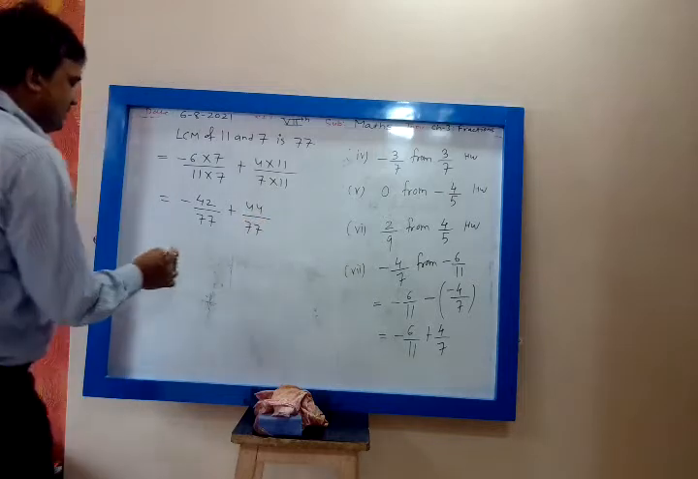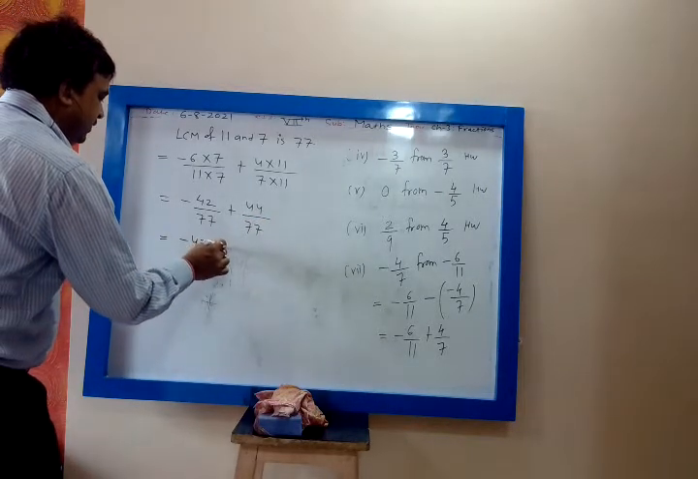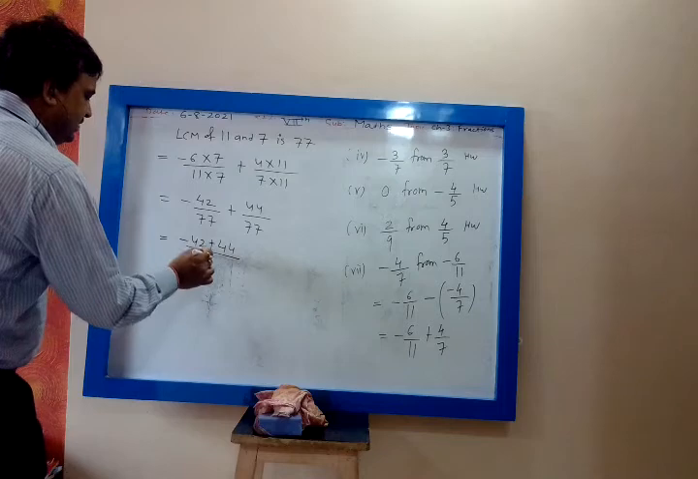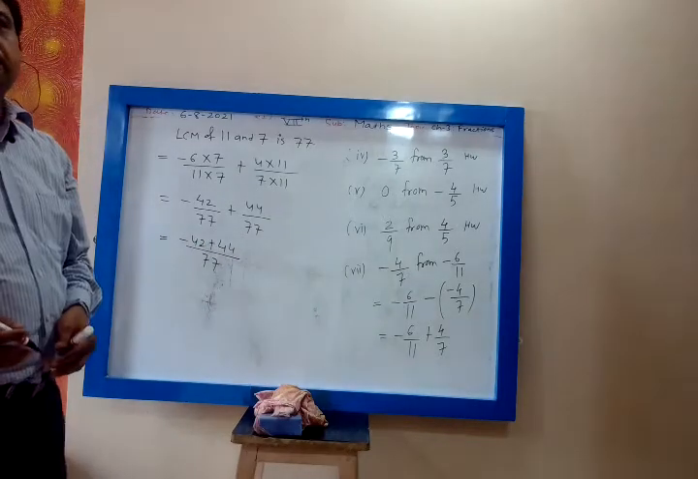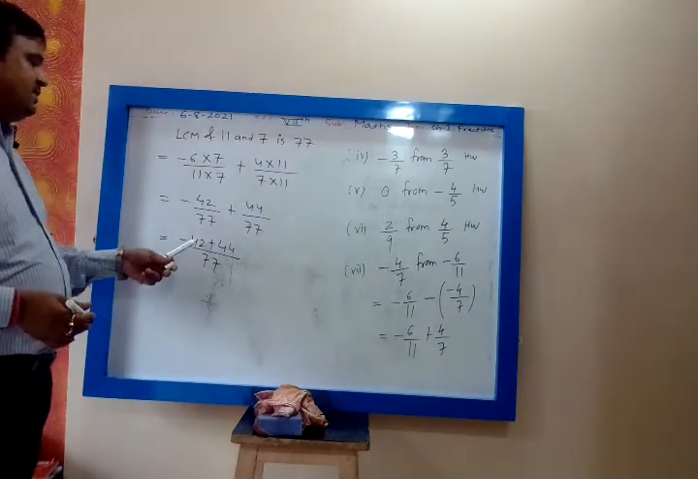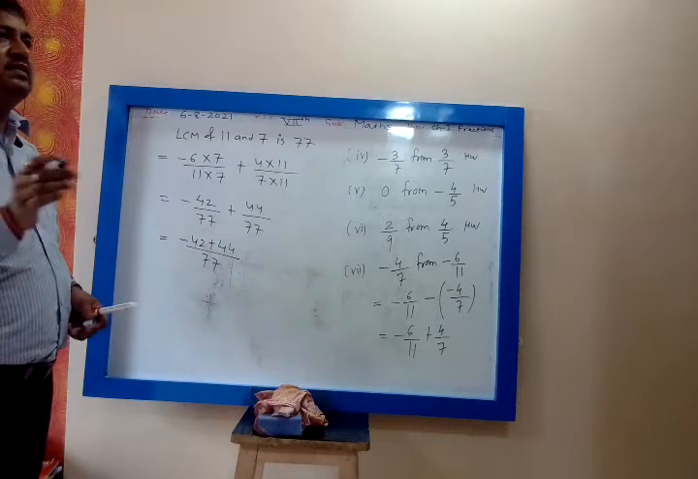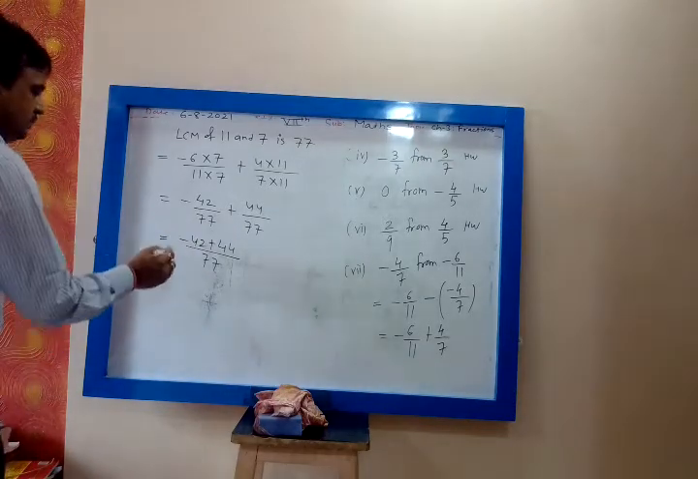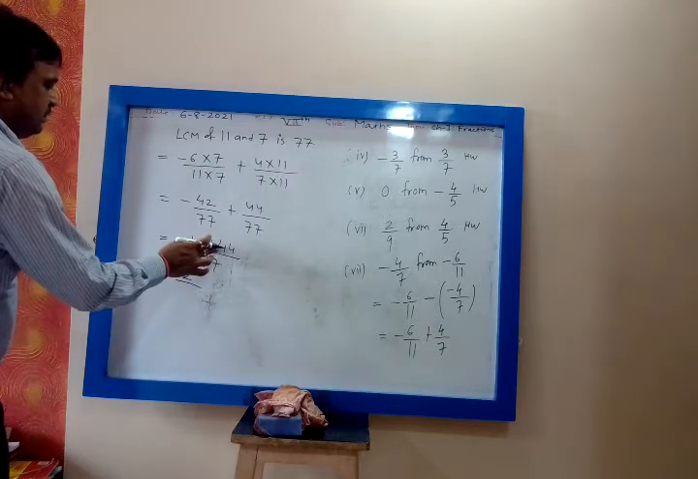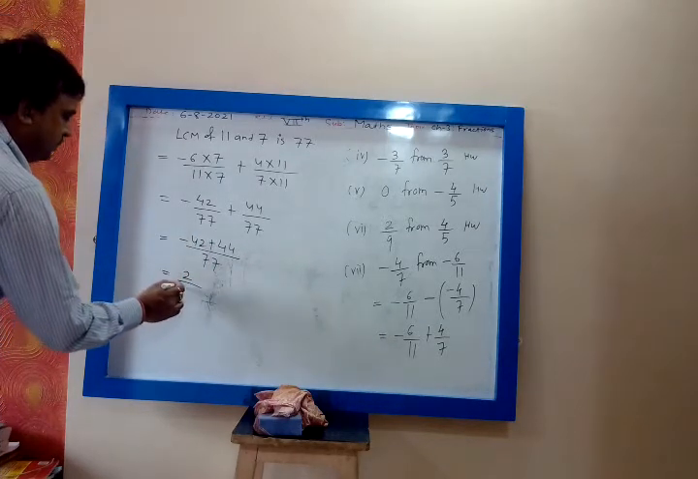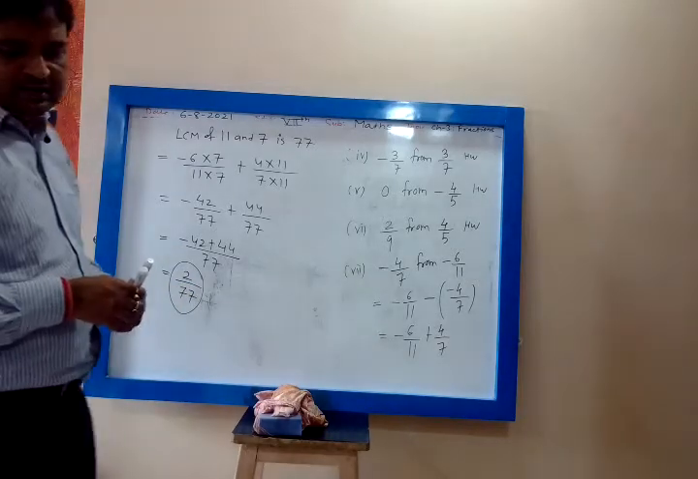Now denominators are the same, 77. So minus 42 plus 44 upon 77. Now minus 42 and plus 44 have opposite signs. So subtract the smaller number from the bigger number and take the sign of the bigger number. 44 minus 42 is 2. Which number is bigger? 44. What is the sign of that? Plus. So 2 upon 77.